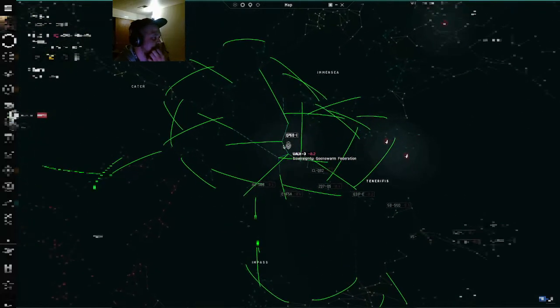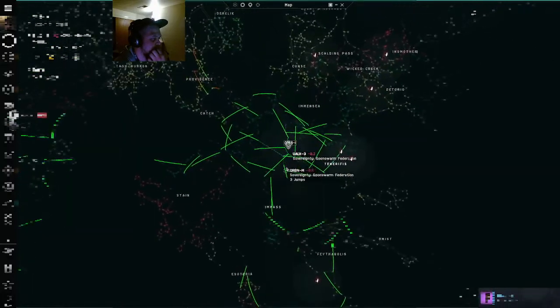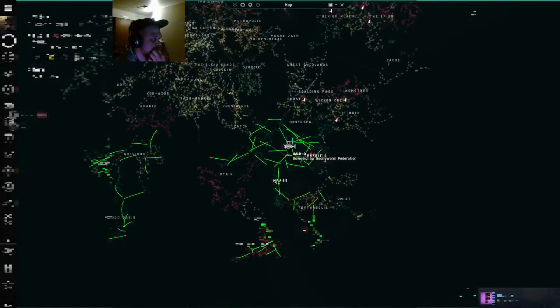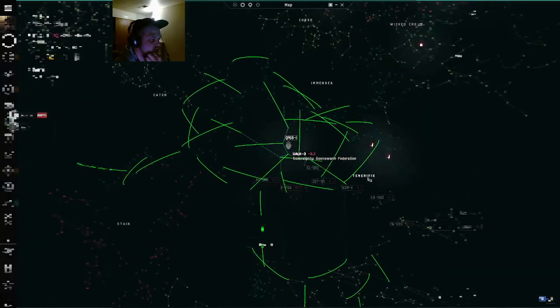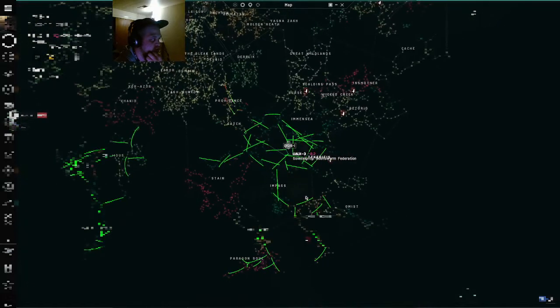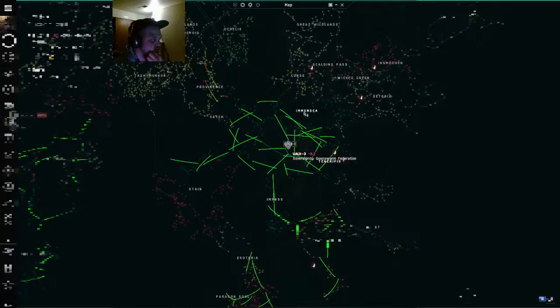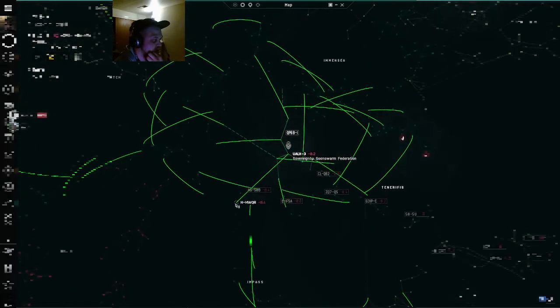Oh, I see. So we like all the green lines. So we're over here. You said Impasse is good, right? Yeah, Impasse and Catch are good. Tenerifis is not so good. So again, just keep your head on a swivel everywhere you go.